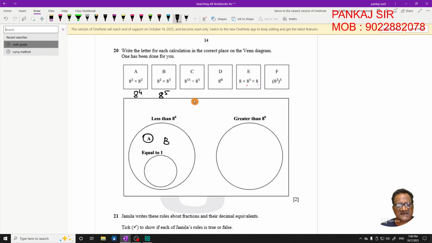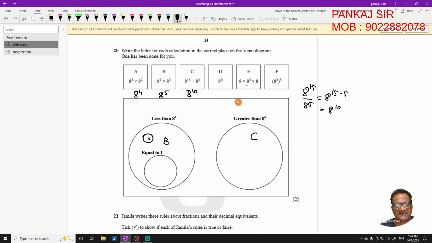C is 8 raised to 15 divided by 8 raised to 5. The law says that it should be 8 raised to 15 minus 5, which is equal to 8 raised to 10. And 8 raised to 10 is obviously greater than 8 raised to 6. So my C, 8 raised to 10, will come in this.